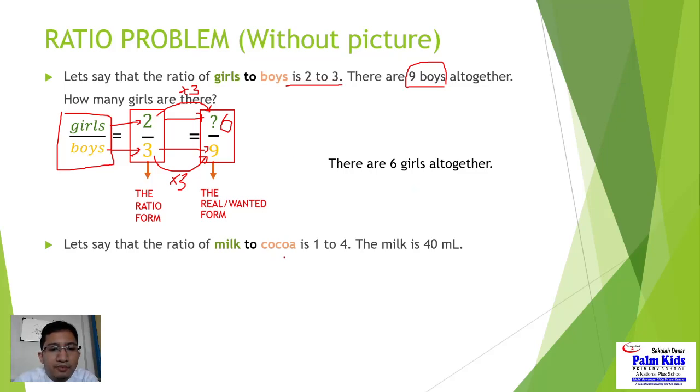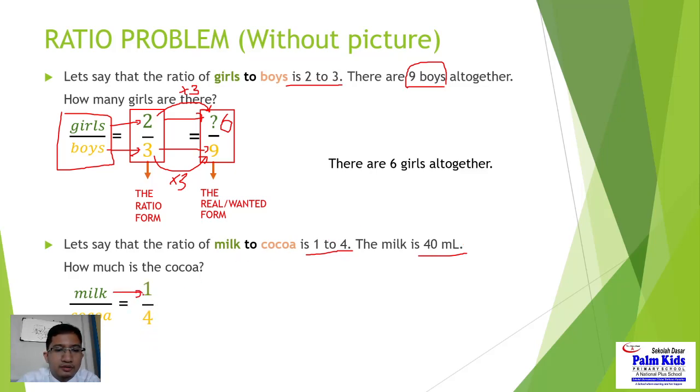Now we have the second problem that says that the ratio of milk to cocoa is 1 to 4. Cocoa is like hot chocolate milk, okay? And the milk is 40 milliliters. And the question is, how much is the cocoa? Milk to cocoa is 1 to 4. The milk is 1, the cocoa is 4. Now, please be careful when putting the numbers in the fraction, okay? You have to do it based on which comes first, based on the sentences.